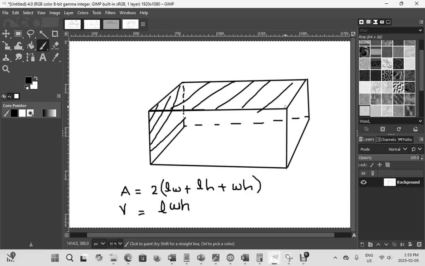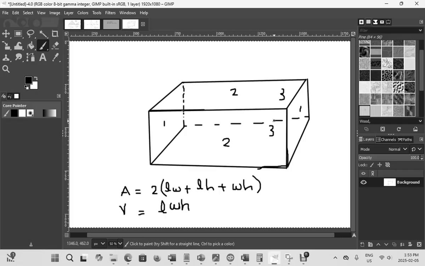Now notice it has three pairs of similar sides. This is pair 1, this is pair 2, and this side over here will be pair 3. So when you're trying to figure out the area, you will need to figure out the area of all three pairs. To figure out the area of the first pair, this will be length times width.